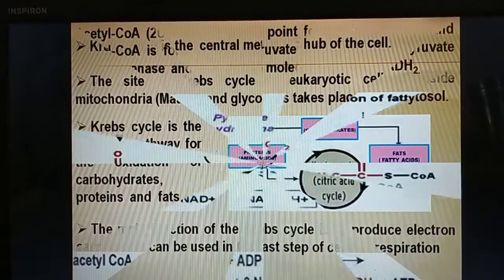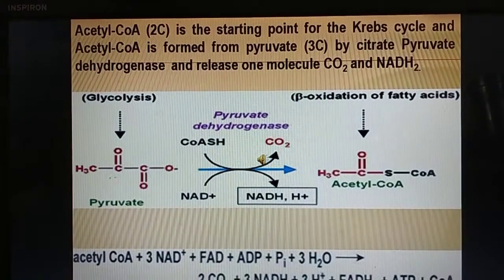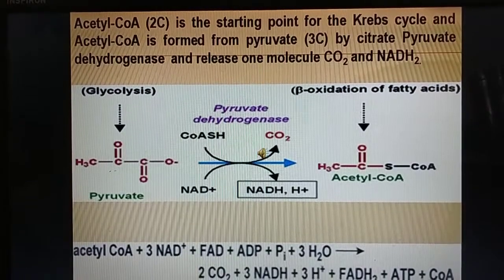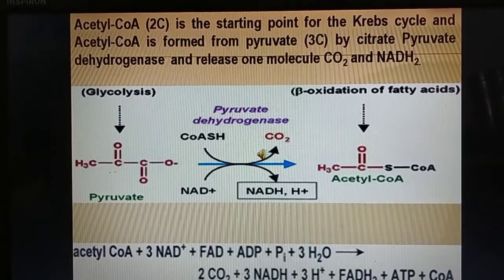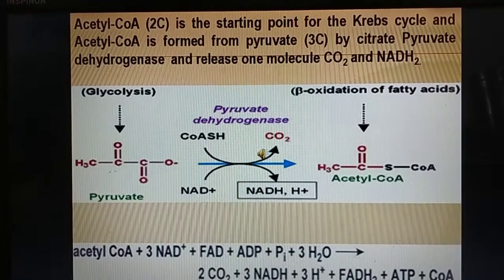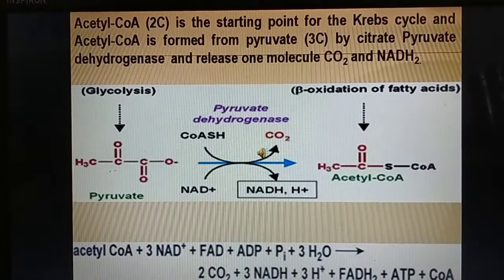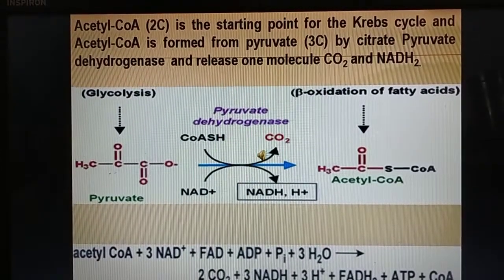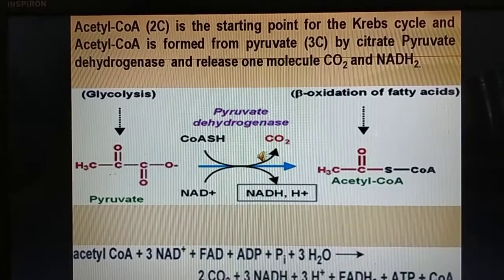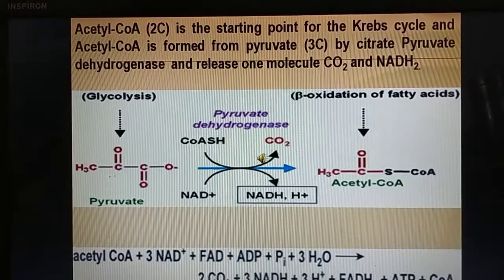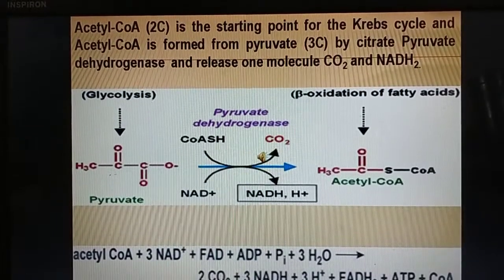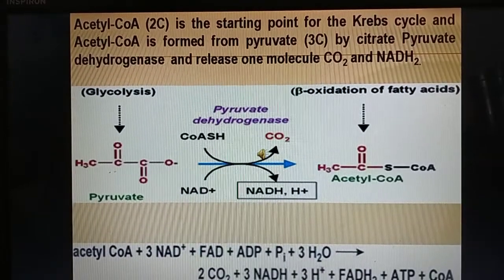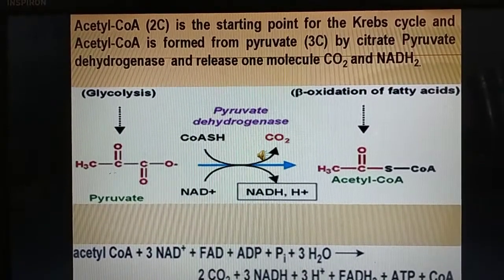Now, the two-carbon compound acetyl coenzyme A is the starting point for the Krebs cycle, and acetyl coenzyme A is formed from the three-carbon compound pyruvic acid by pyruvate dehydrogenase, releasing one molecule of carbon dioxide and one molecule of NADH2. This is the reaction where the two-carbon compound acetyl coenzyme A is synthesized from the three-carbon compound pyruvic acid in the presence of pyruvate dehydrogenase.